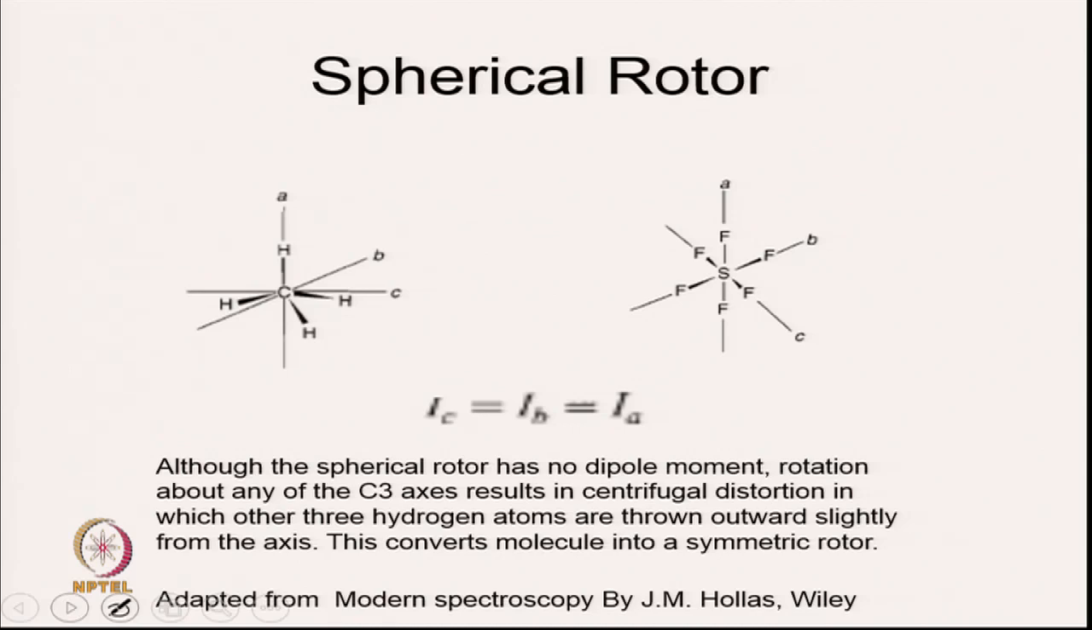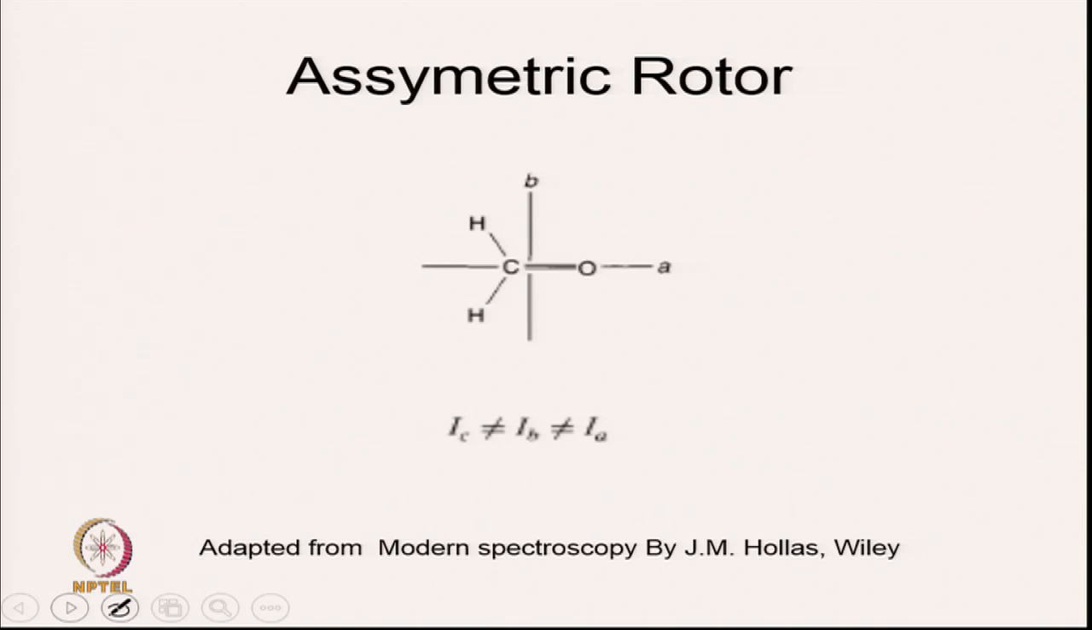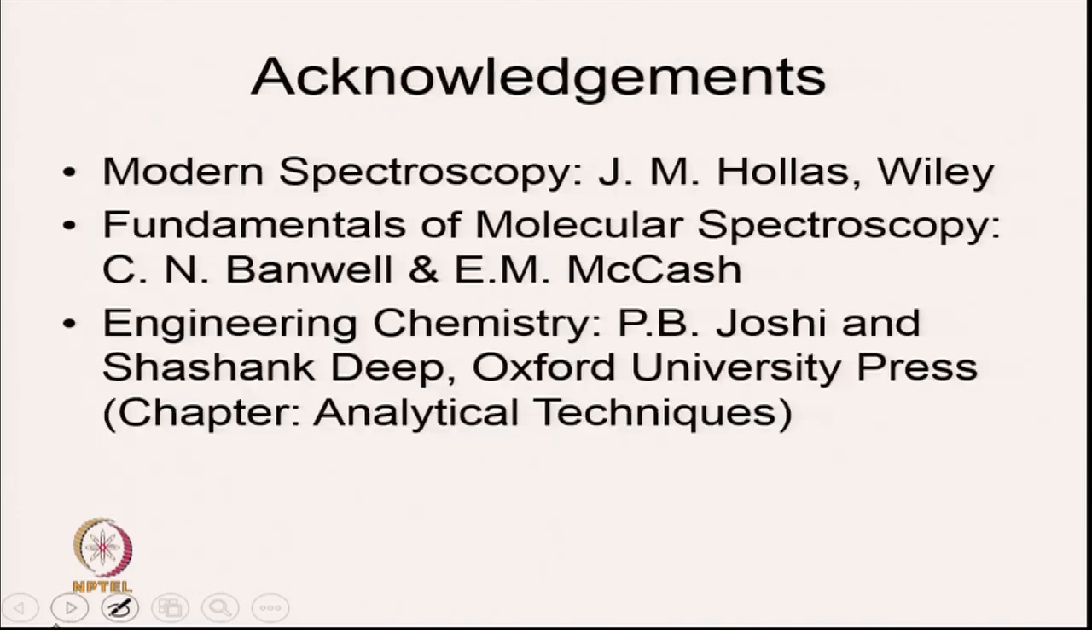For a spherical rotor, it is quite simple, since you have IA is equal to IB is equal to IC. So, although the spherical rotor has no dipole moment, rotation around any of the C3 axes results in centrifugal distortion in which the other 3 hydrogen bonds are thrown outward slightly from the axis. This converts the molecule into a symmetric rotor. And lastly, you have molecules like formaldehyde, which are asymmetric rotors, where IA, IB, IC are not equal, but it is very difficult to calculate energy in this case.